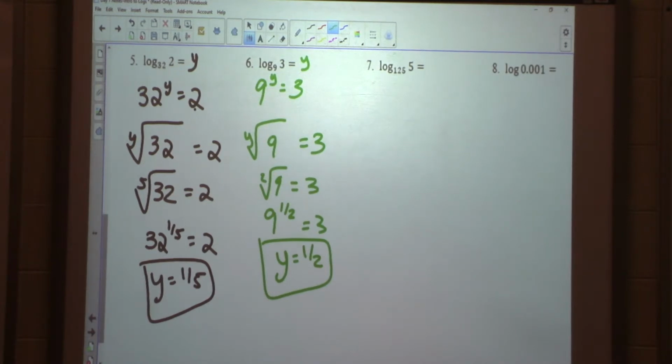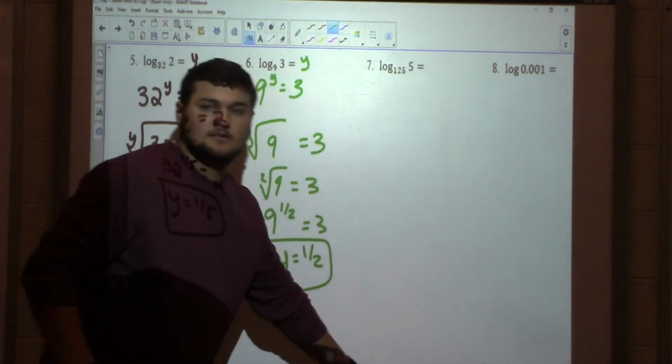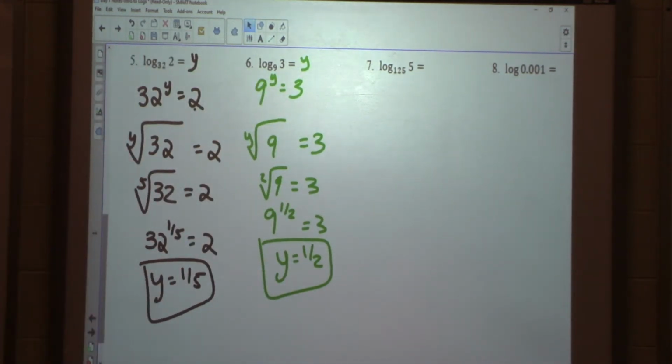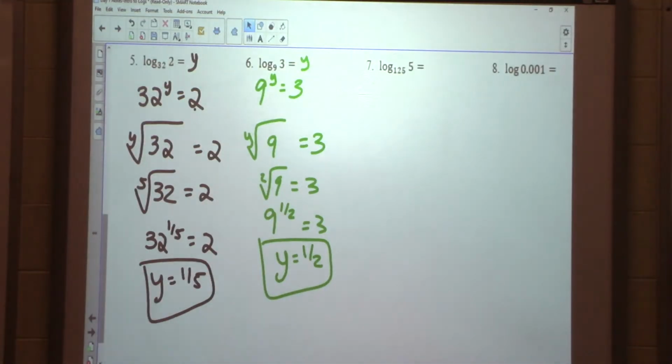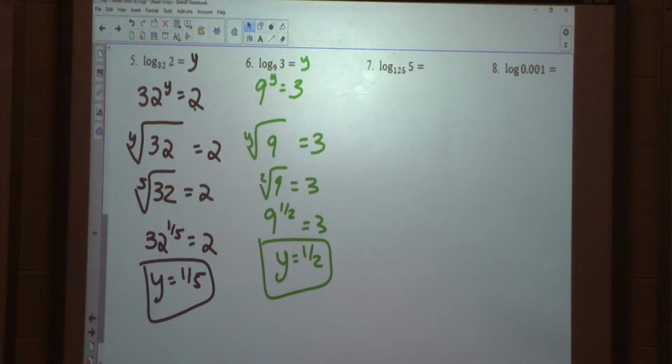Alright, try the last two, please. The last one, it might be easiest if you change the decimal to a fraction. For 8, I might change 0.001 to a fraction. That's just me. Go ahead and try it. If you're struggling, raise your hand. Ask a question, please. Don't just sit there. Alright, ask a question if you need to, for any of them.